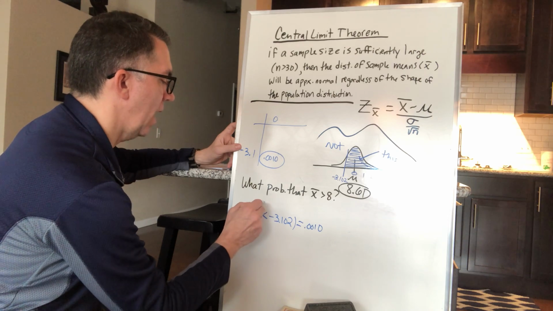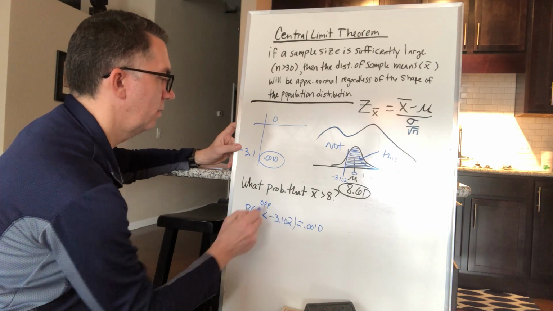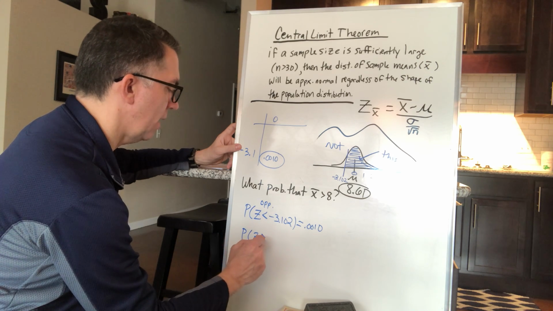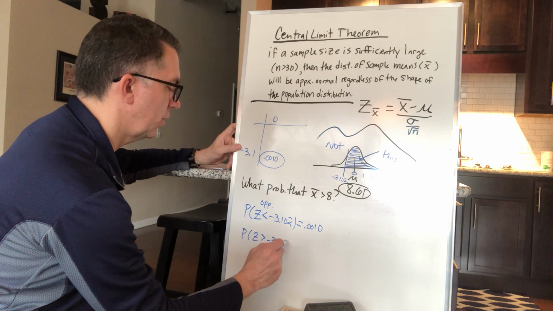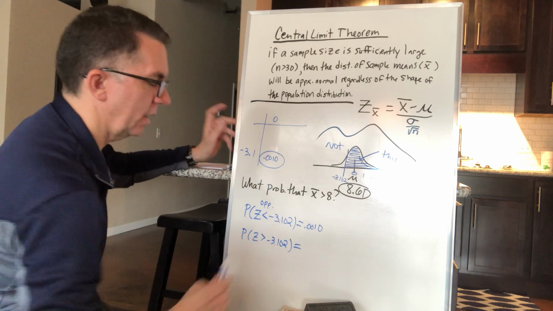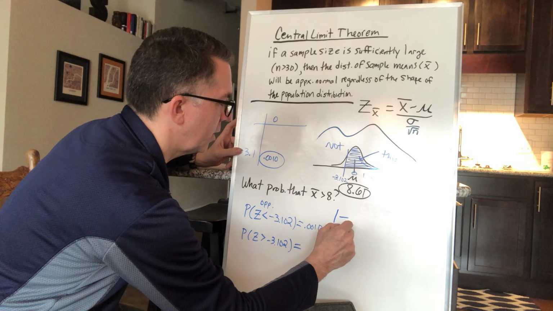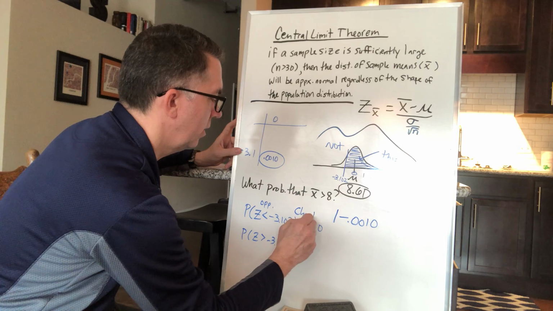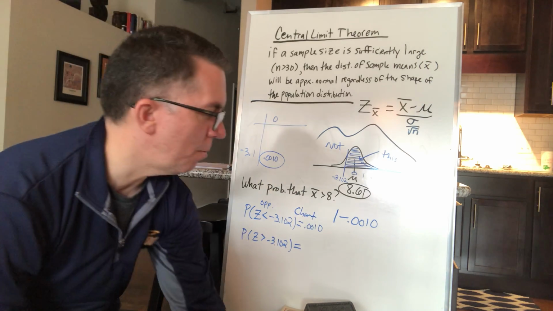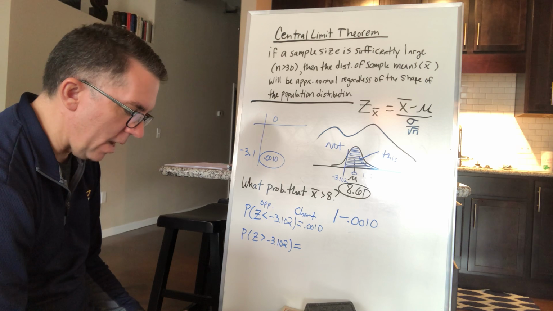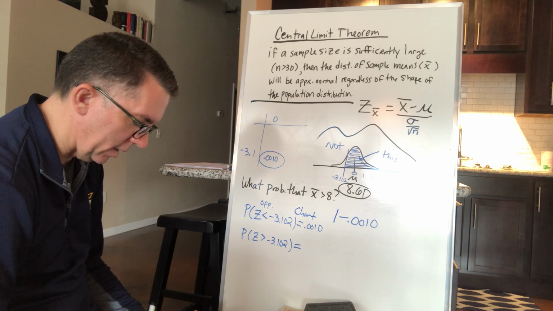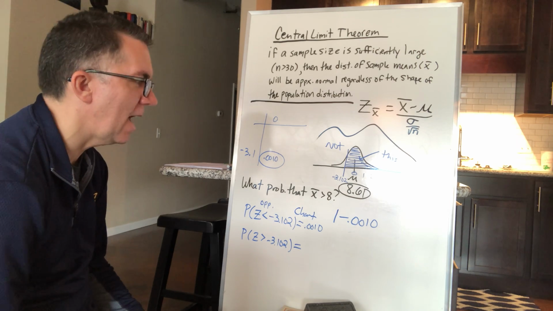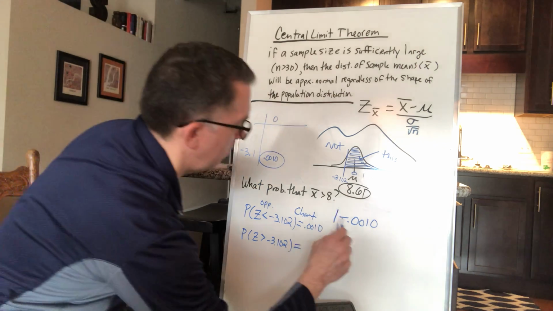But we want the opposite of that. We want the other side, right? We want greater than. So now what's the probability that z is greater than negative 3.102? That would be the complement of this. So it's 1 minus 0.0010. So this part's from the chart, and this part is the opposite, or the complement. So can you do that in your head, or do you need a calculator? So 1 minus 0.0010, I bet we get a lot of 9s. We get 0.999.